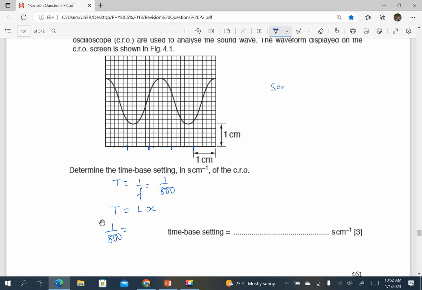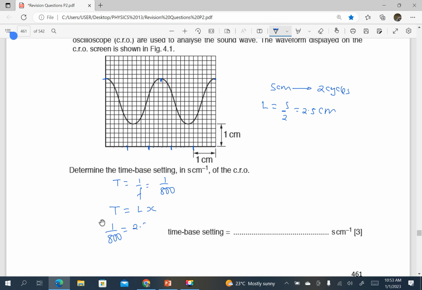So 5 centimeters represent how many cycles? If I start from here, the next time I come about here, that is 1 cycle. So that means this is the second cycle. So those are 2 cycles. So the length for 1 cycle is going to be 5 over 2, which is 2.5 centimeters. So L is 2.5 centimeters.